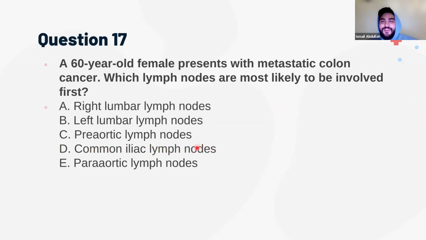Okay. Moving on to our 17th question. A 60-year-old female presents with metastatic colon cancer. Which lymph nodes are most likely to be involved first? So we're talking colon. So that's going to be GI. And that's going to be C.